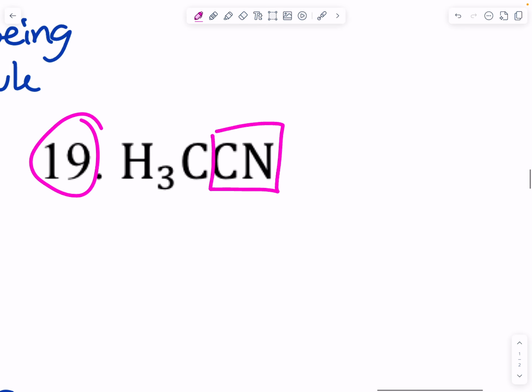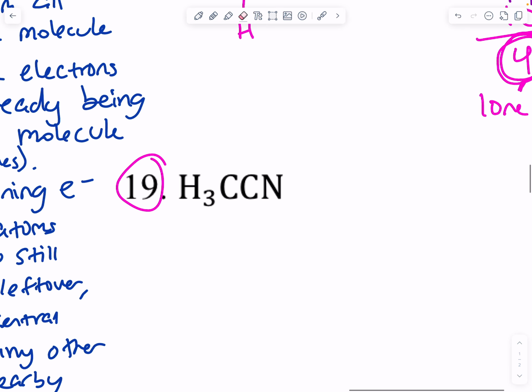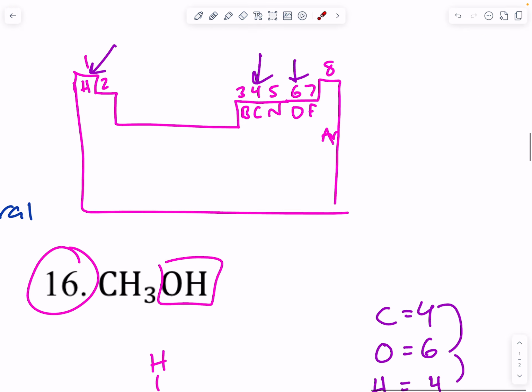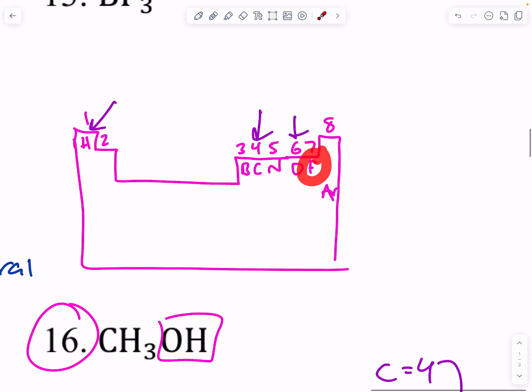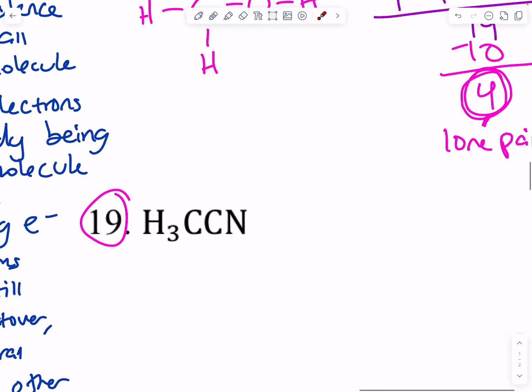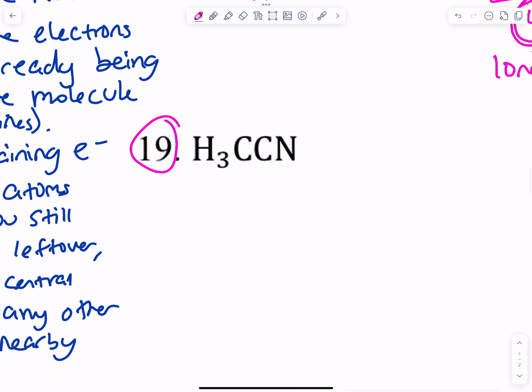So I'm going to come over here and I have, again, three different elements, H, C, and N. And I need to find out who the central one is. I can do that by looking at the periodic table and seeing who is farthest from fluorine. Obviously, hydrogen is never the central atom, so it's between C and N. Obviously, carbon is farthest away from fluorine, therefore carbon will be the central atom. So I will draw carbon in the middle.